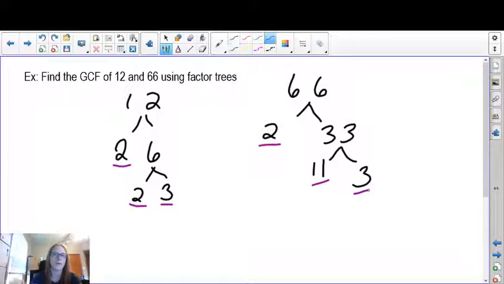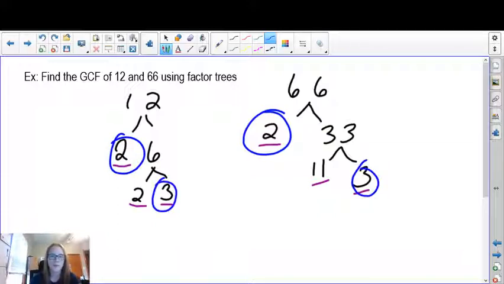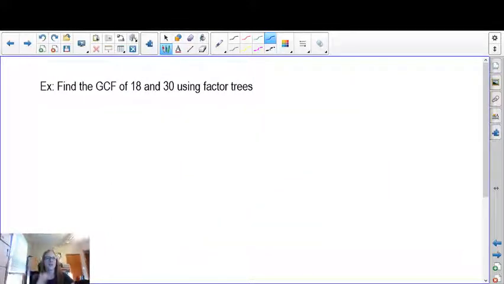So what would be my greatest common factor here? Well, they both have a 2, and they both have a 3. So the same idea. In this case, it's the exact same greatest common factor. It's 6. All right, I want you to try this one on your own. So pause the video, see what you get, come back and see the answer. And of course, the answer is 6 again.